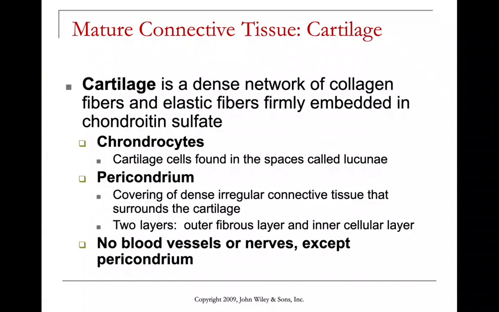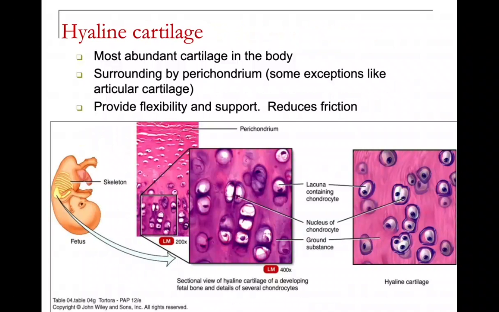So cartilage is a dense network of collagen fibers and elastic fibers that are firmly embedded in the chondroitin sulfate. So the chondrocytes are the cartilage cells. They'll be in lacunae. The perichondrium is going to be the dense irregular connective tissue surrounding the cartilage. So you'll have an outer fibrous layer and an inner cellular layer. There are no blood vessels or nerves except in the perichondrium. So injuries to cartilage can hurt because of that, with the blood going to the perichondrium. They are poor healers.